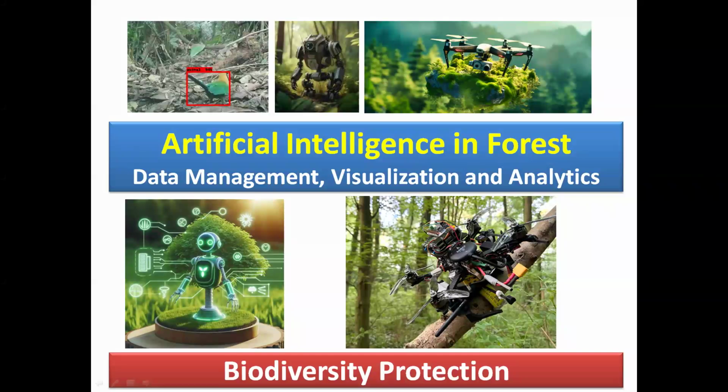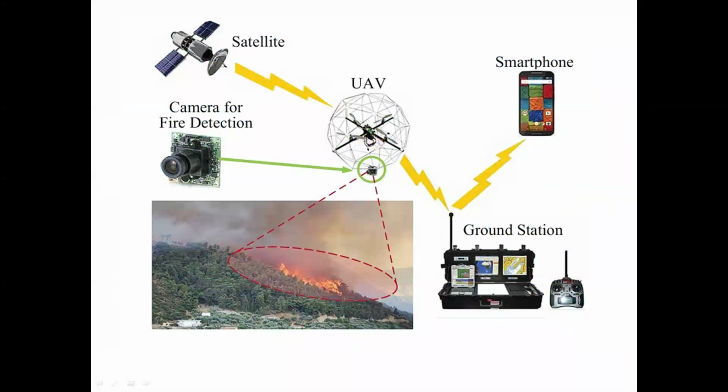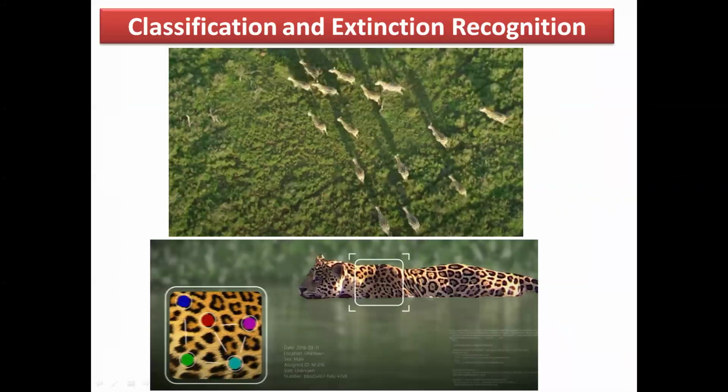Some online platforms are available. Okay, for biodiversity protection. So if we want to work for data analytics, if we want to integrate AI with IoT and data analytics for applications like disaster management, like fire detection, okay, classification and extinction recognition. For example, some data we are having related to forest animals or some particular animals in a national park.